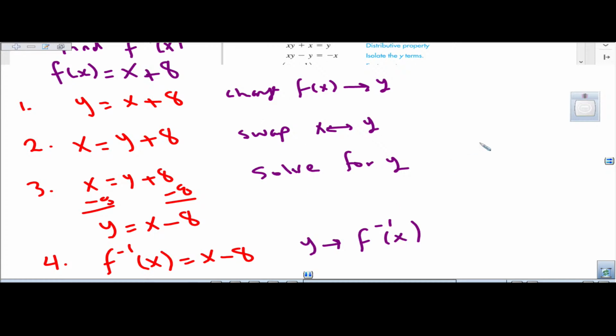So there are easy 4 steps here. The first one is you change f of x to y. I'm not sure if you want to call it a step. Then the second one is you swap the x's and y's, and then you solve for y. And once you found this new y of yours, call this f inverse, the inverse of that function.